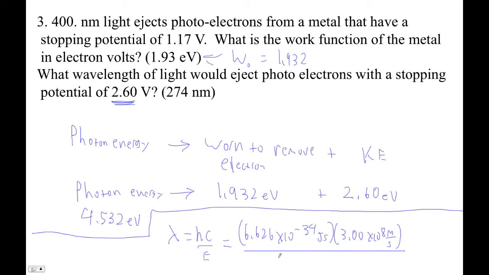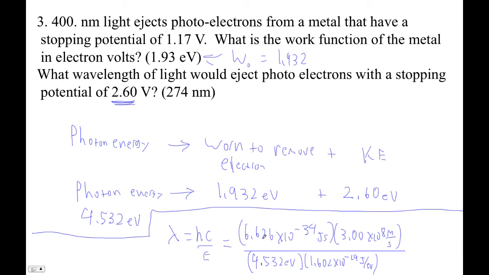And then the energy is 4.532, and that's electron volts. But we actually have to put joules in for this. So I'm going to multiply by 1.602, and that's really joules per electron volt is one way to say what that is.